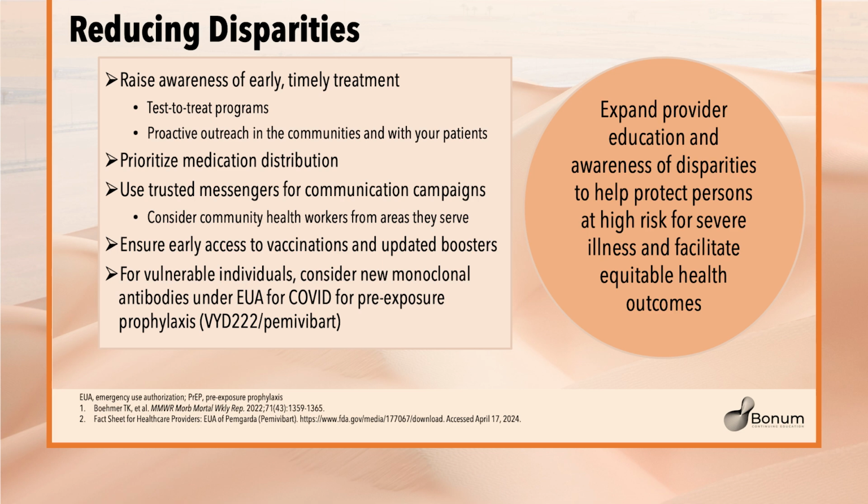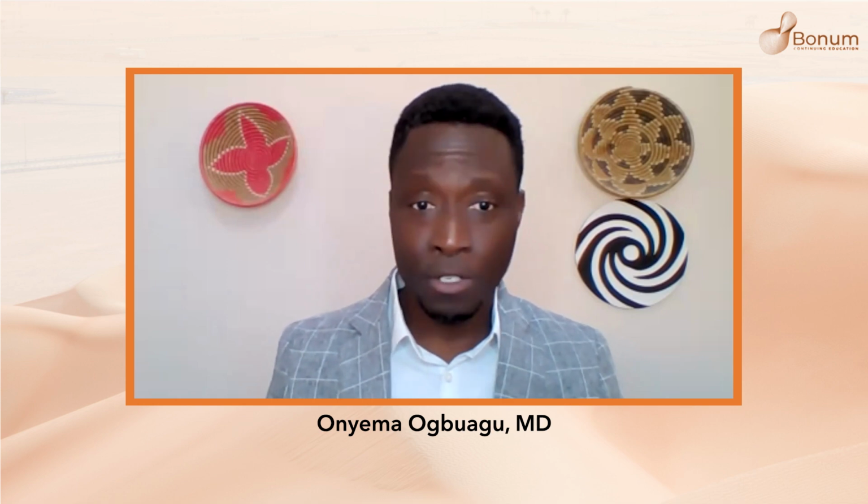For vulnerable individuals like adults and adolescents with moderate to severe immune compromised conditions, consider pre-exposure prophylaxis with new monoclonal antibodies under EUA for COVID, like pemivibart, a monoclonal antibody, which has neutralizing activity against the major SARS-CoV-2 variants, including JN.1. In short, Natasha, it seems clear that there are many things that we can and frankly should do to reduce disparities and decrease the negative impacts of social determinants of health.